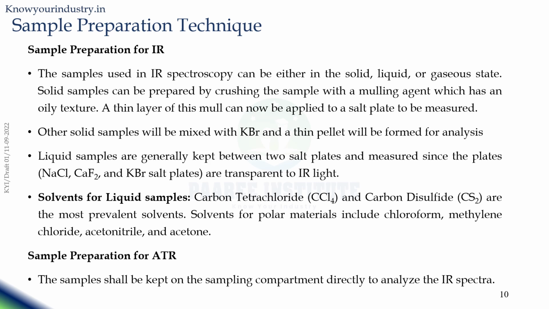Now we are seeing some of the sample preparation techniques employed in infrared spectroscopy analysis. The samples are prepared using different mulling agents which have an oily texture. So basically a thin layer of mull is applied and a salt plate will be used for the measurement. In most cases in Fourier transform infrared spectroscopy, potassium bromide will be used as a mulling agent and a thin pellet will be formed for the analysis.